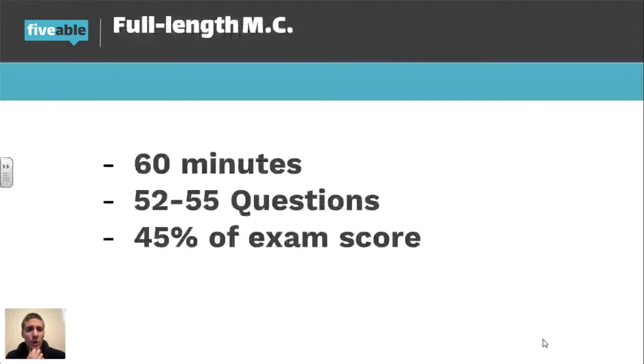So the full length multiple choice is 45% of your exam score, and that's actually weighted quite high because the exam in total is 3 hours and 15 minutes. So the first hour is almost half. So 60 minutes, it technically could be 52 to 55 questions, but I would go in expecting 55 because that has been the trend in the last several years.